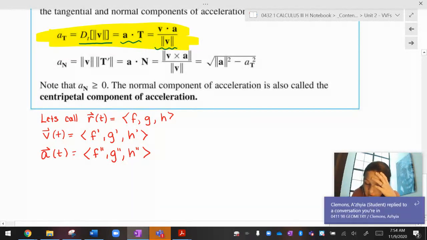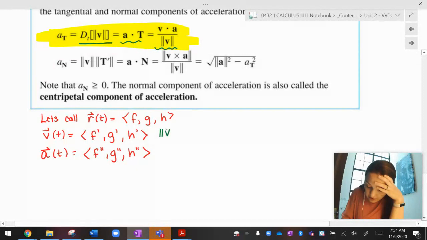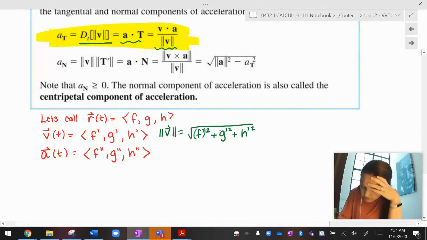Okay, now, derivative of the magnitude of velocity. All right, well, the magnitude of the velocity vector is going to be the square root of the sum of the squares of the components. So that's going to be f prime squared plus g prime squared plus h prime squared. And I know that kind of looks like a 12 there, so let me give this parentheses. Okay, that looks a little bit better.